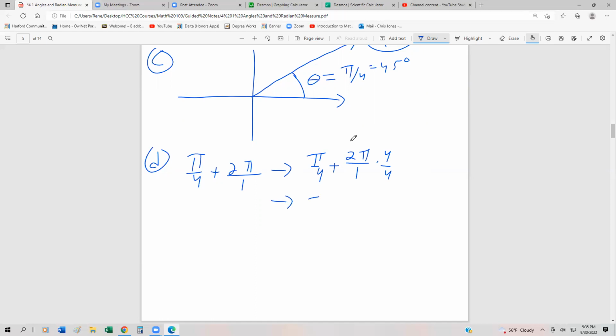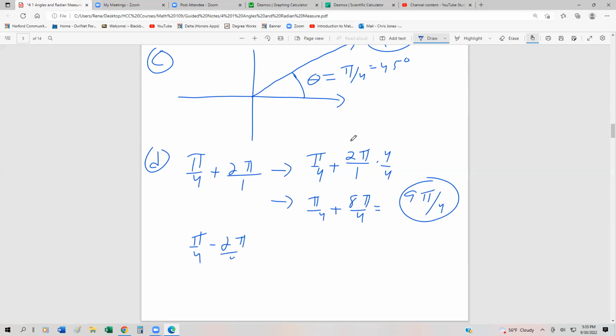That's the same as pi over 4 plus 8 pi over 4. And then now we can add these together to get 9 pi fourths. All right, so that's one of the coterminal angles. To get the other, we do the exact same thing except subtract 2 pi.